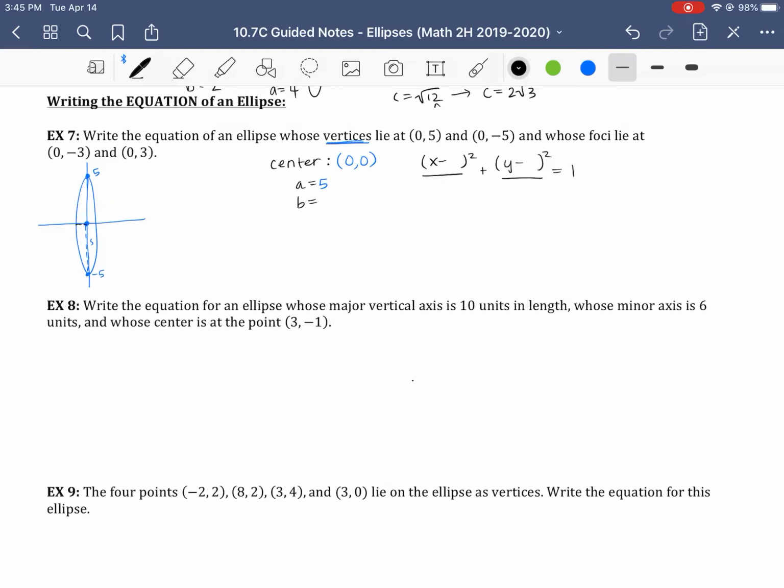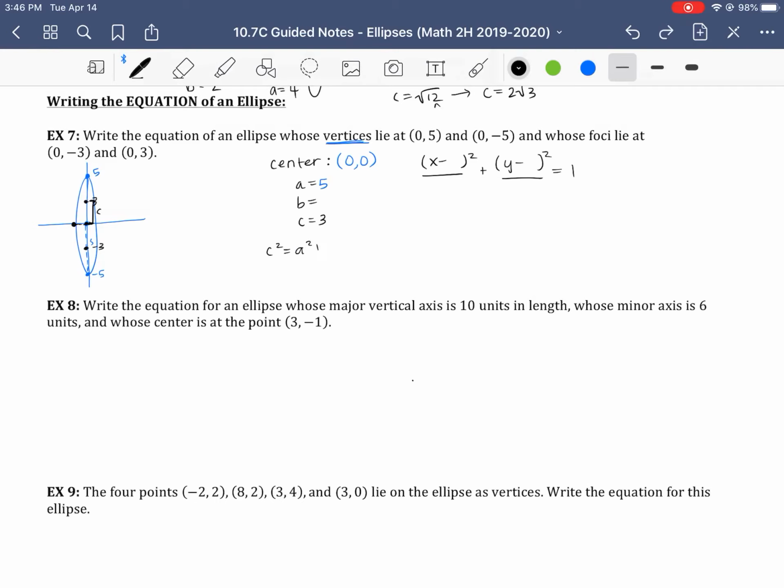Now the b value is the distance to my co-vertices, so right here. I don't know how wide my ellipse is, but it did tell me that the foci were at 3 and negative 3. So the question is, how can we use that to help us? Well, remember the distance from the center to the foci was the c value. So my c value down here I know is 3 units.